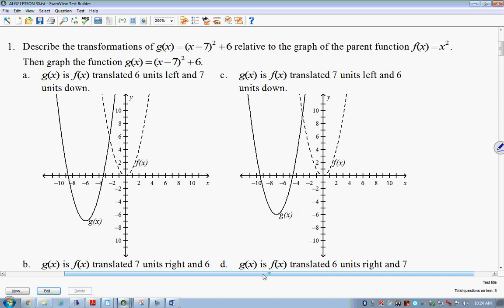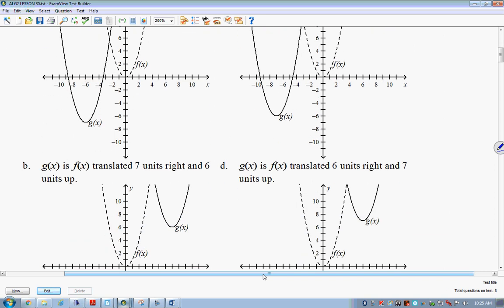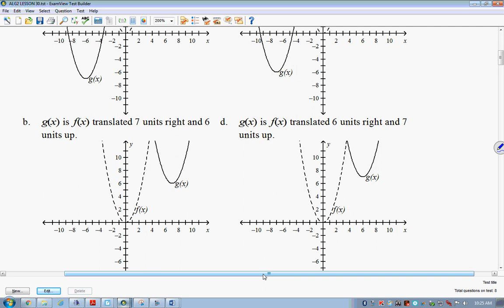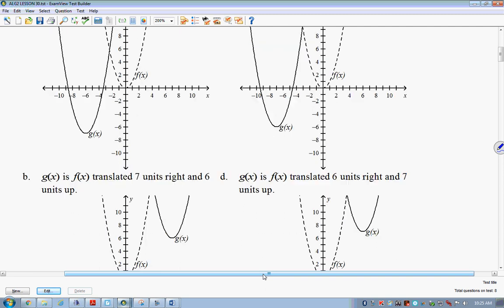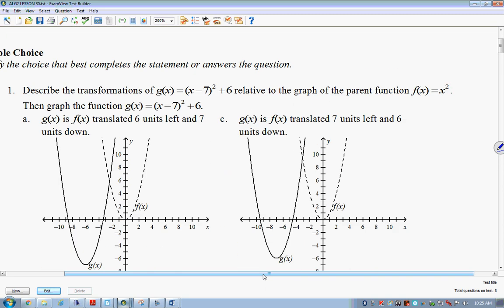What is the 6 doing? Going up 6, all right? So the parent function is the dotted line, the thing that looks like where normal is, standard. We want to go to the right 7, up 6. Do we have anything that looks like that? Remember, g of x is the transformation. F of x is the parent function.